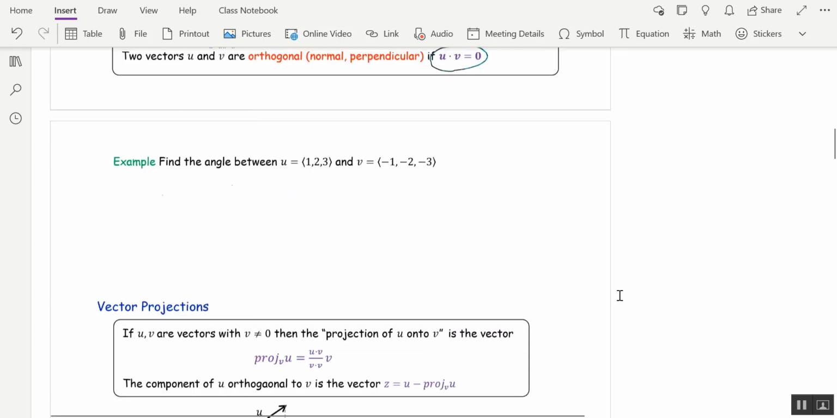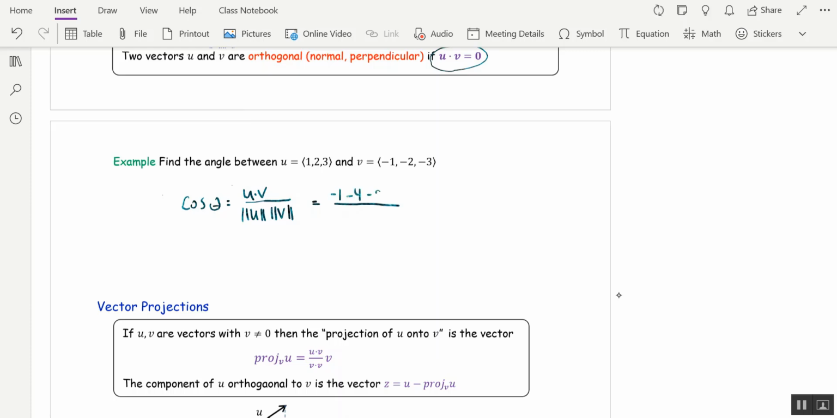Okay, let's do an example. We want the angle between u and v. I'm going to start with the cosine of the angle between u and v. And it's best practice to write down a formula that you're going to use before you use it, both for your sake and the sake of the reader. And so if we take u dot v, on top we're going to get -1 minus 4 minus 9. And on the bottom, the length of u is the square root of 1 squared, which is 1, plus 2 squared, which is 4, plus 3 squared, which is 9.